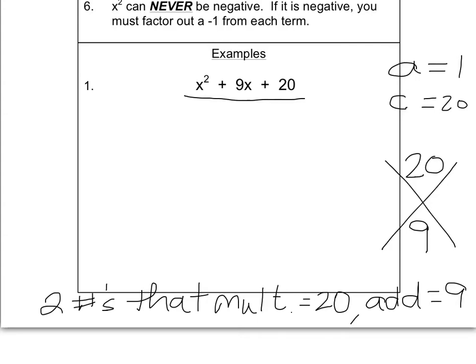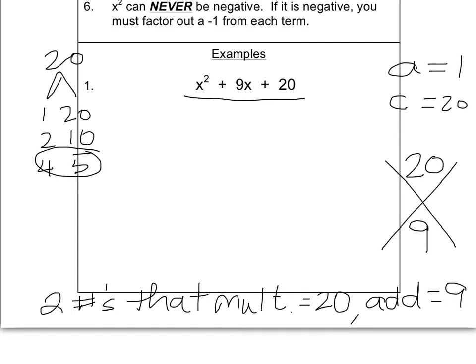the easiest way to do this would be to write out the factors of 20. What are the factors of 20? I've got 1 and 20. I've got 2 and 10. I've got 4 and 5. Okay. So which one of these sets, if you were to add the two numbers together, will equal 9? Well, that happens to be 4 and 5.